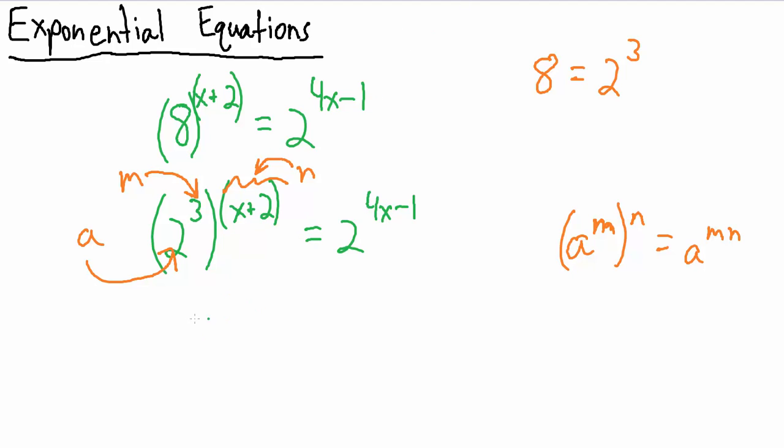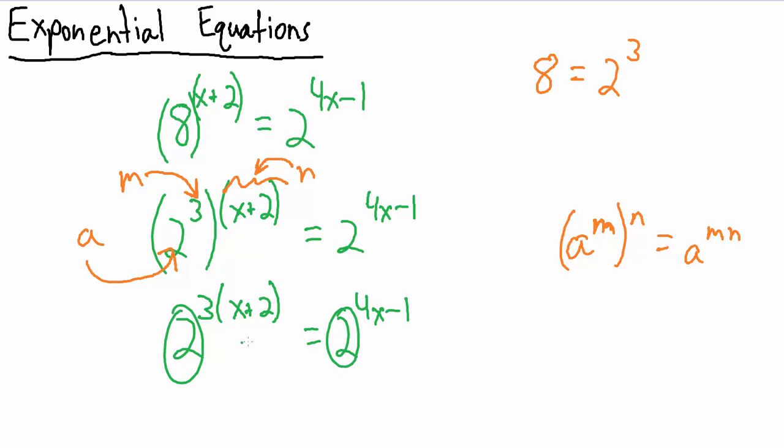So let's go ahead and do that. And then we're going to get 2 to the 3 times the quantity x plus 2 equals, still we just have 2 to the 4x minus 1 on this side. Okay, so how does that help us? Well, now we have a base 2 right here and a base 2 right here, so we have the same base on both sides. So what we can do now is just equate the exponents, just like we did in the previous example.